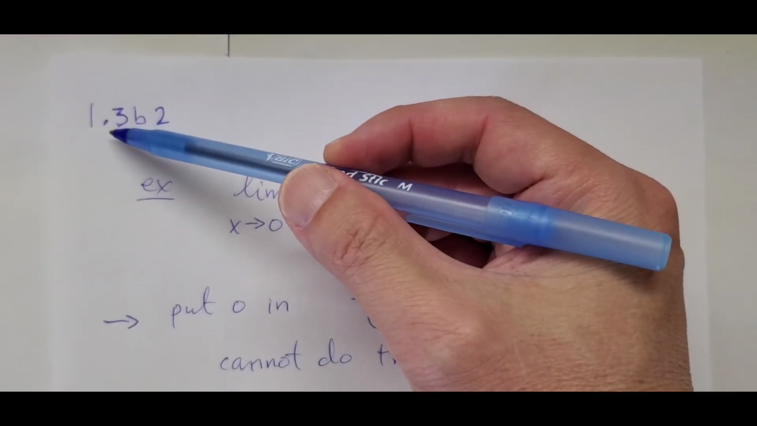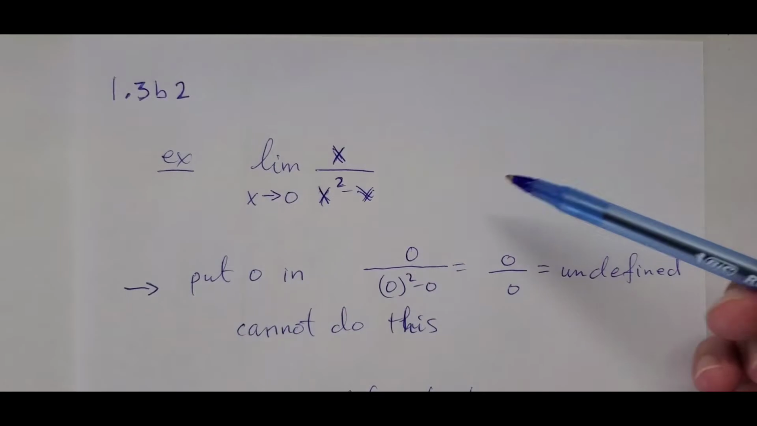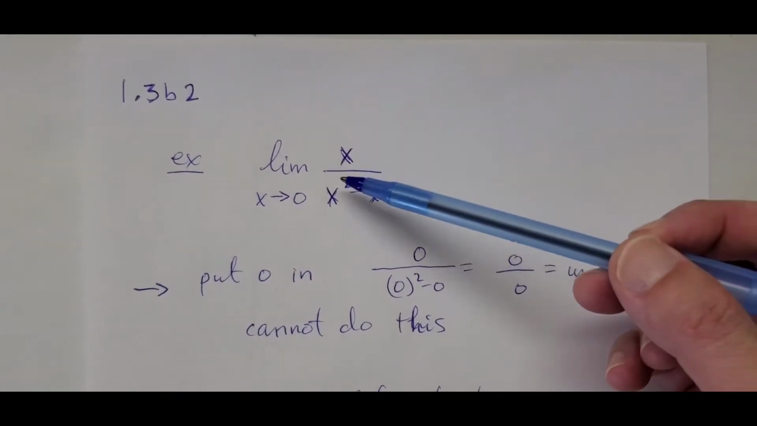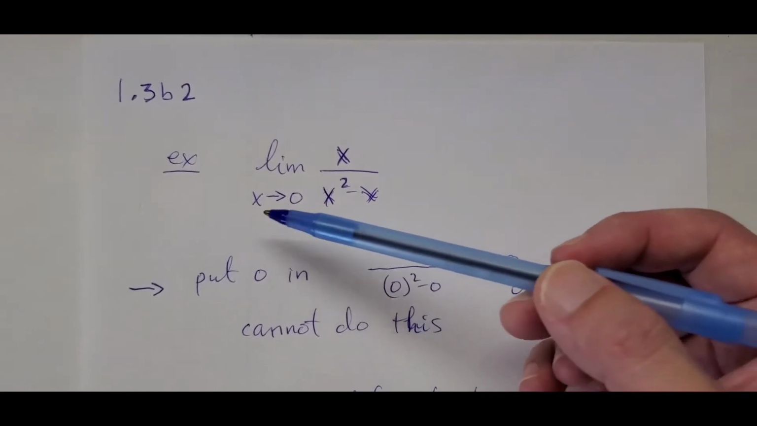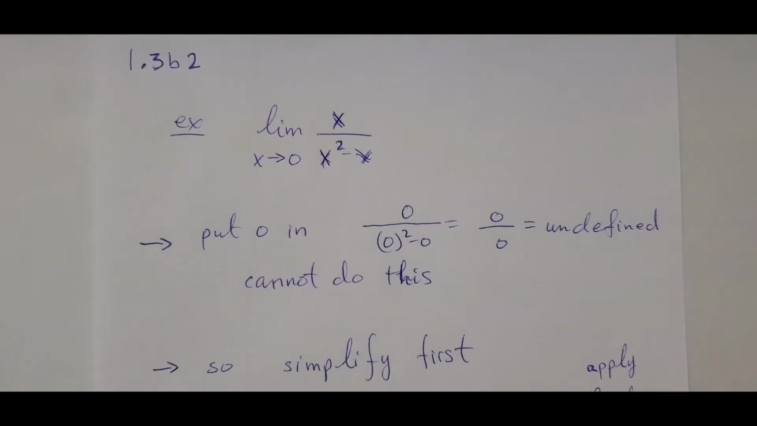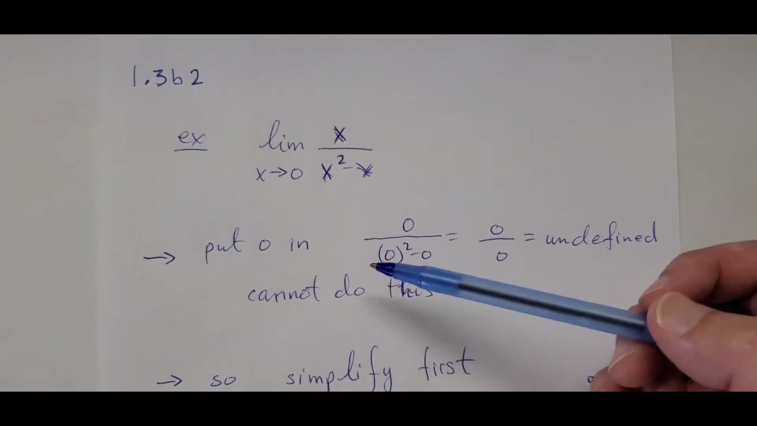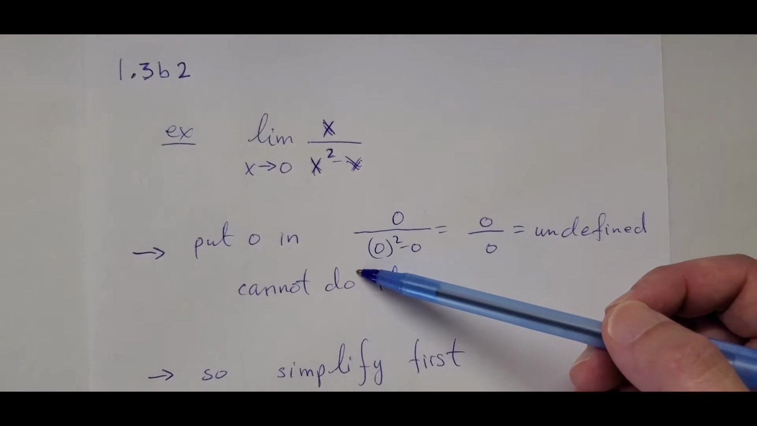This lesson is 1.3b2. Here we have an example: the limit of x over x squared minus x as x approaches 0. So let's do the first method, which we always know is to plug the 0 in.